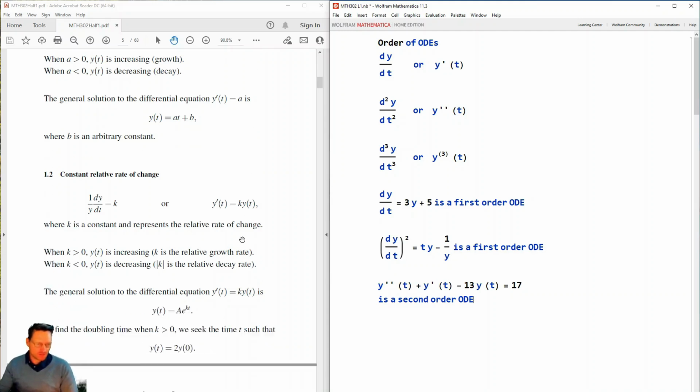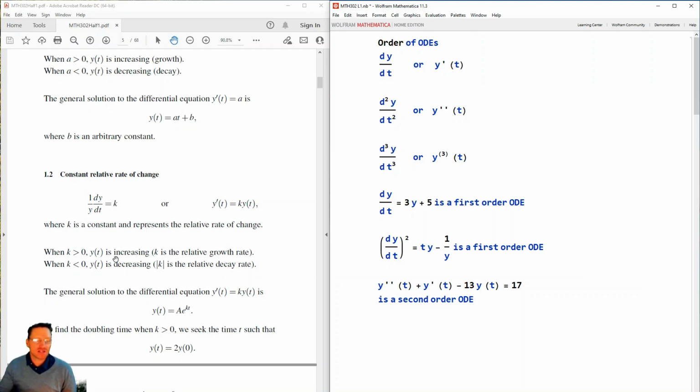So let's move on now to the next example. What if we have a constant relative rate of change? So what does that look like? It looks something like 1 on y dy/dt is equal to a constant. So this is a relative rate of change because in the numerator we have the rate of change, and then in the denominator we have the actual variable y. So we could rearrange that equation and write y dash of t is equal to k times y. So in this case, constant relative rate of change has k being constant and represents the relative rate of change.